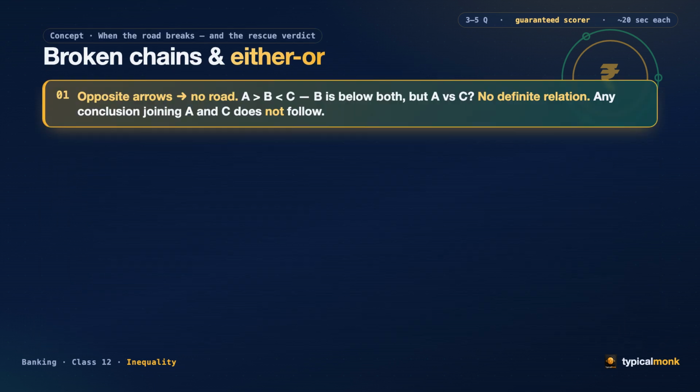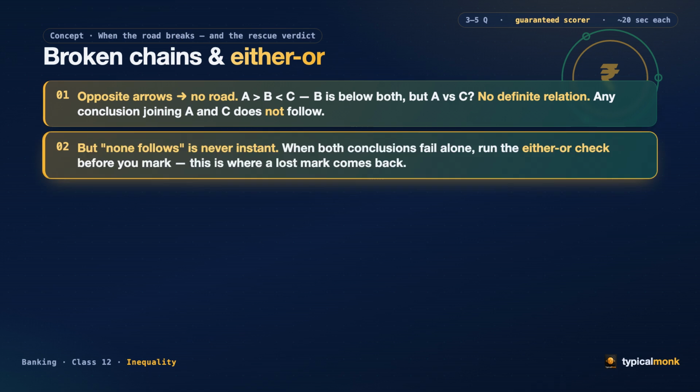But not every chain is a straight road. Now the part where most marks drown. 1. Opposite arrows mean no relation at all. A greater than B, B less than C, B is below both. But what is the relation between A and C themselves? No definite relation. A could be bigger, smaller, or equal. So any conclusion joining A and C does not follow.